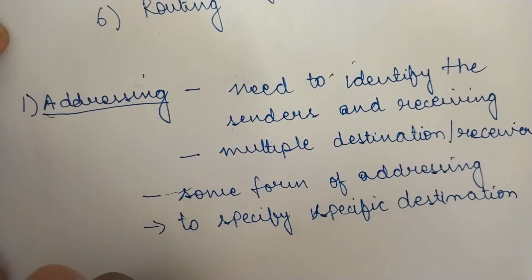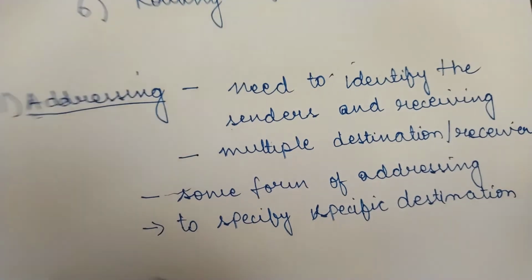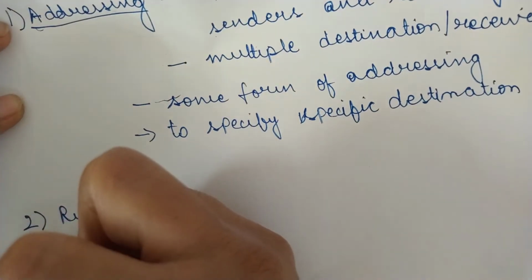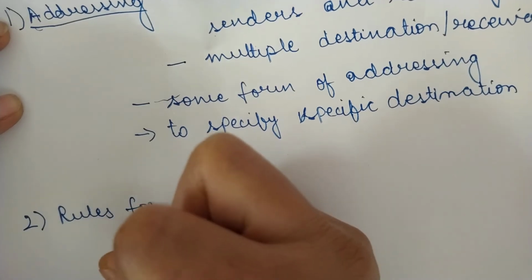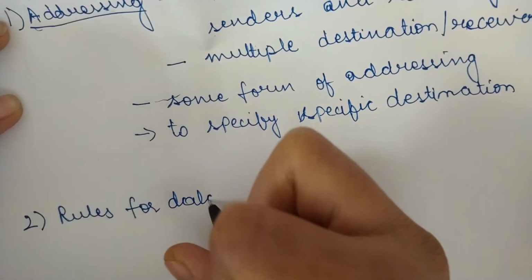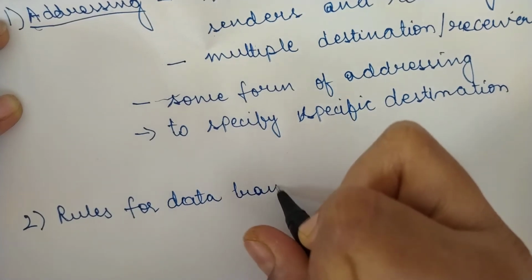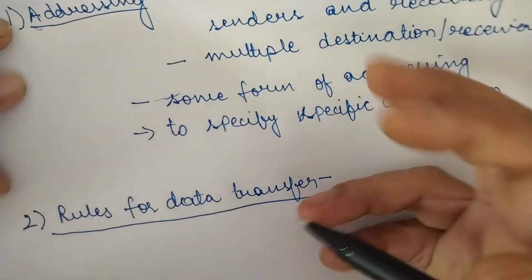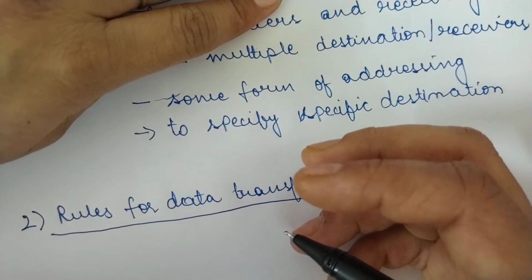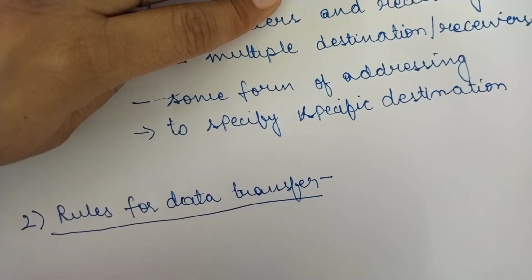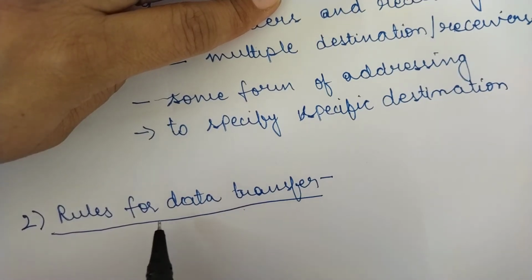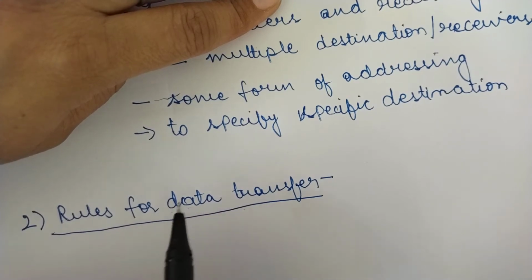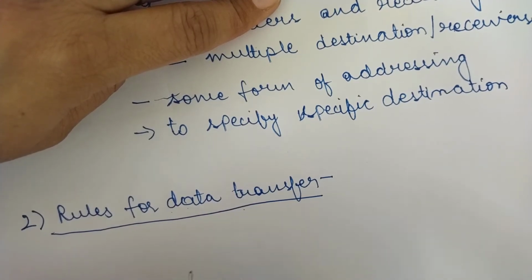Then the other issue is rules for data transfer. Now what is this issue? Here we see the set of decisions which concern the rules for data transfer, right? The name itself says rules for data transfer. That means we are concerned about the decisions about the rules for data transfer.